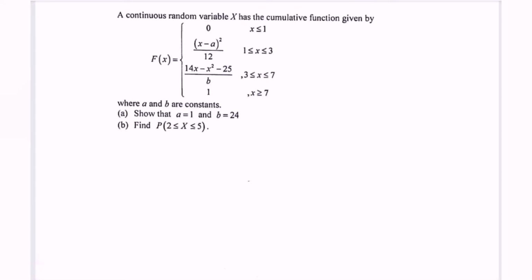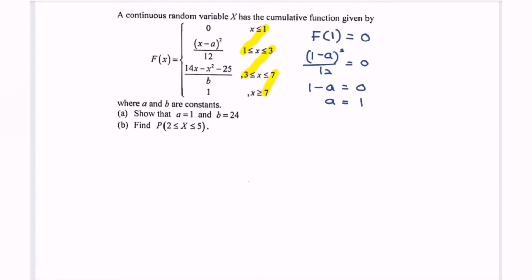So as we all know, it is continuous, so we know that there is a link between the 1, 3 and 7. So kindly make use of the situation where we have f1, which is equal to 0. At the same time, for f1 we can refer to the second function, where we have 1 minus a, bracket squared over 12, which is equal to 0. So 1 minus a is equal to 0, so a is equal to 1.